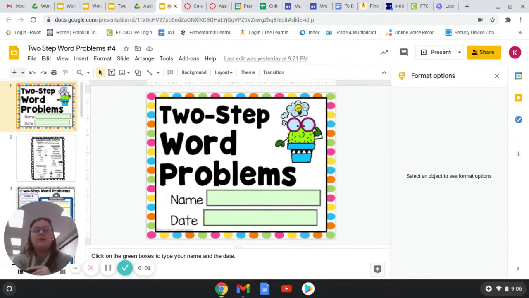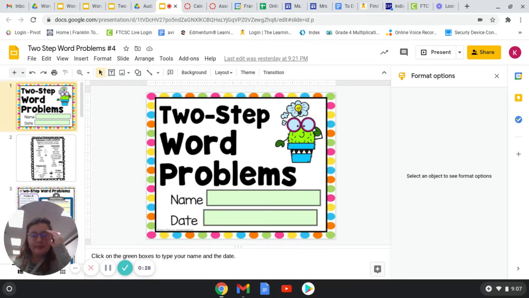We are going to continue working with our two-step word problems. And again, what we've been doing this week is a little bit different. The activity today is going to be a little bit different as well. So I want to walk through one example problem with you so you can see the format of it.